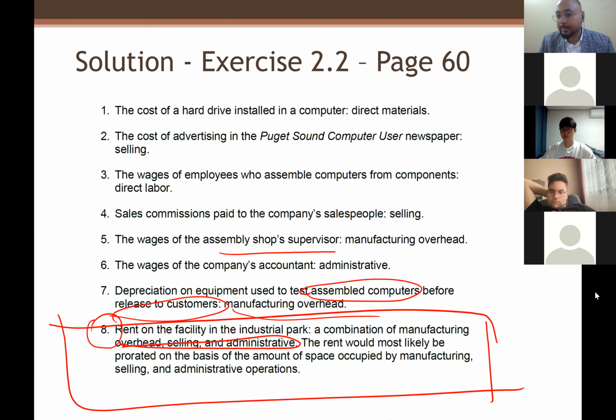Okay, any question? Subhan, you understand? Clear. Ali, Anis?